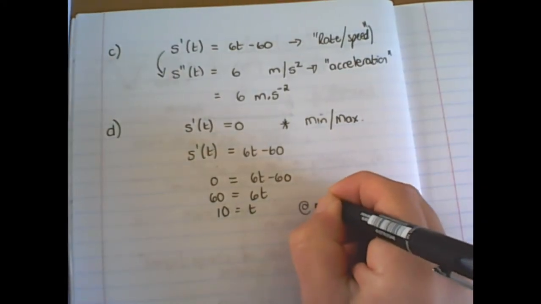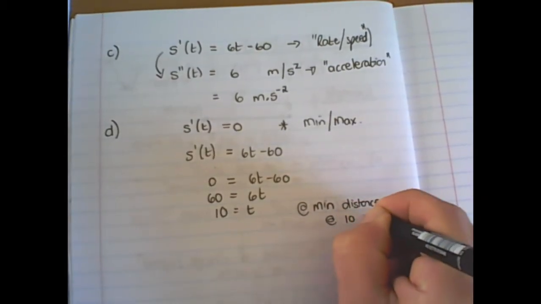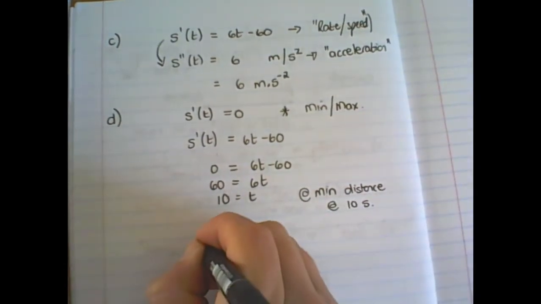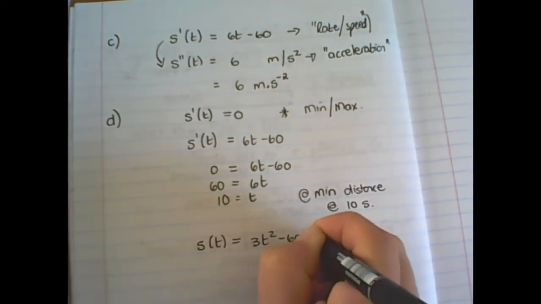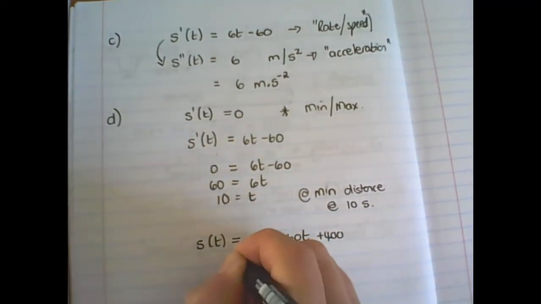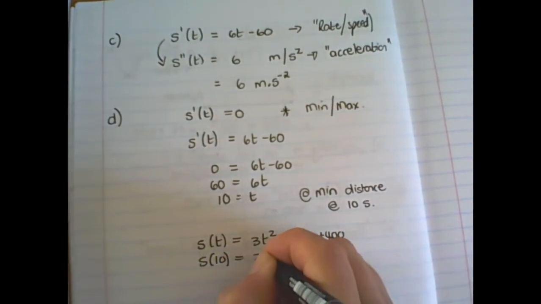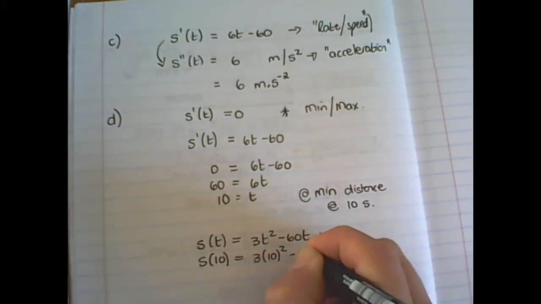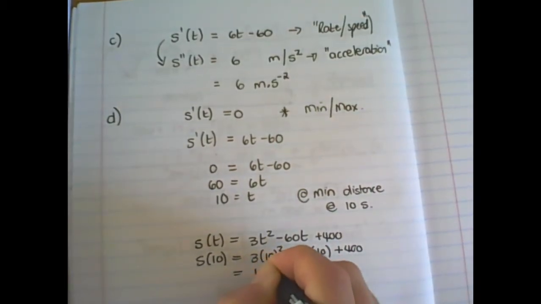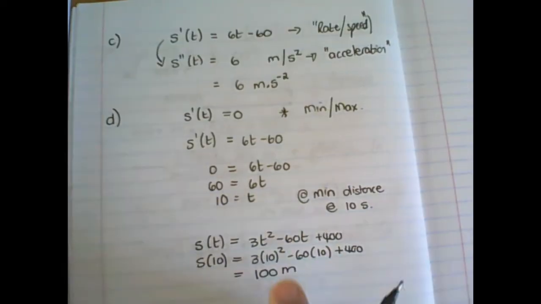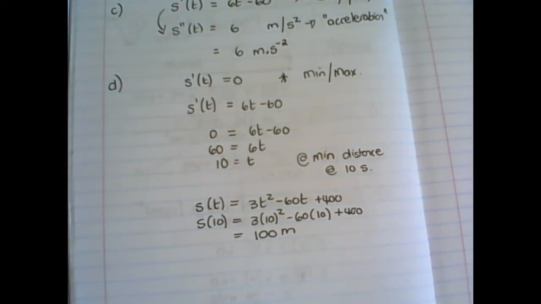So minimum distance occurs at 10 seconds. Then we need to take the original equation, which was 3t squared minus 60t plus 400, and we substitute t with 10. Okay, so it's 3 times 10 squared minus 60 times 10 plus 400. That is equal to 100 meters. So the minimum distance between the particle and the point P is 100 meters. Okay.